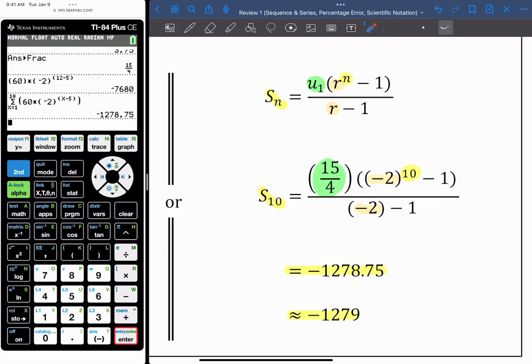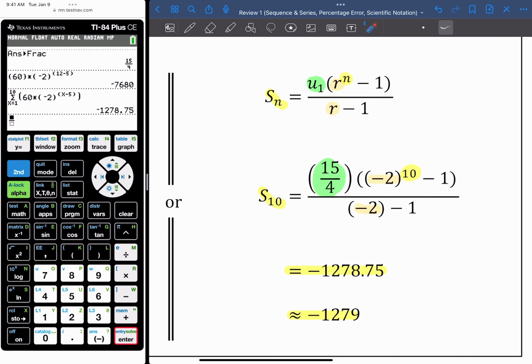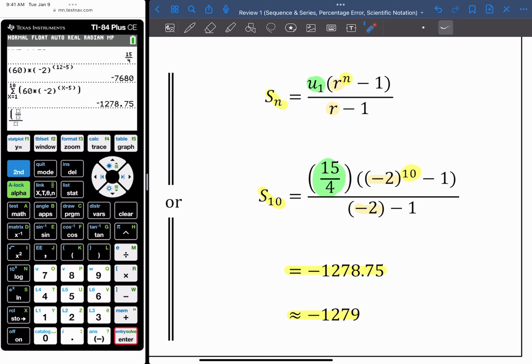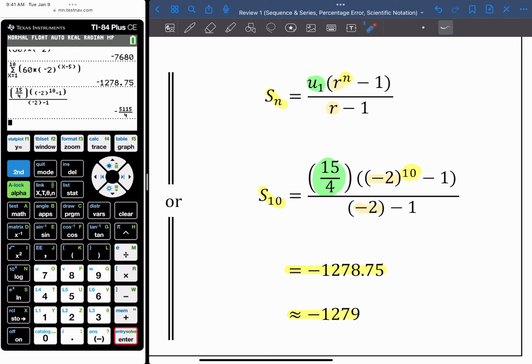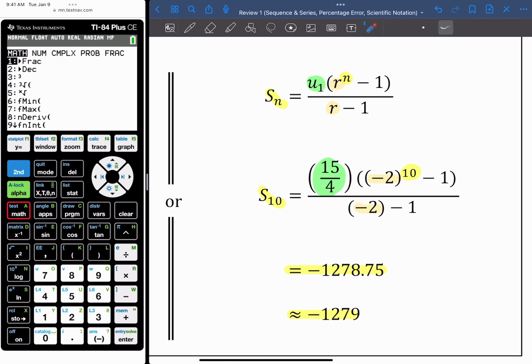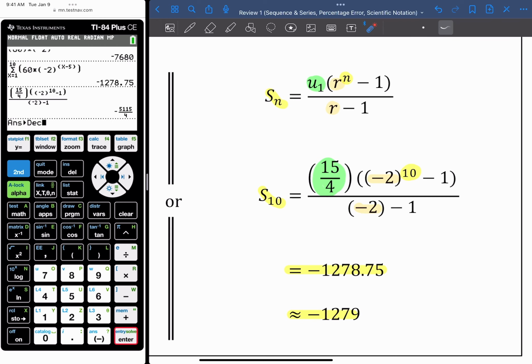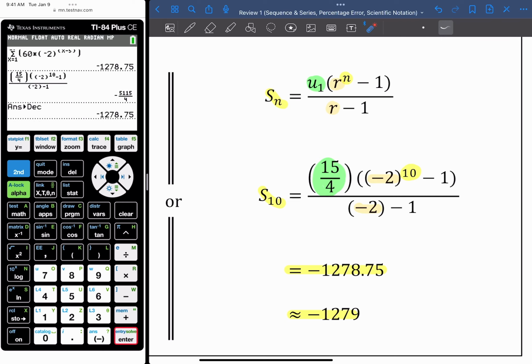So grabbing your calculator, press alpha y equals, making a fraction. I'm going to actually make another fraction for my first term. It's 15 over 4. Then I'm going to multiply the -2 raised to the power of 10. Drop down, put that -1, close that parenthesis, and again, put -2, that's my r value, -1, press enter. And here I get a fraction, but I can convert that into a decimal by just going down, press enter, and I get the same value.